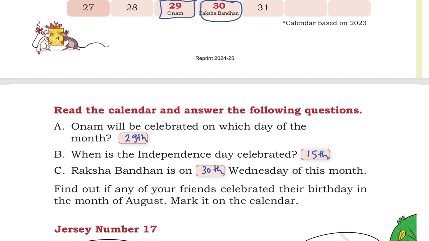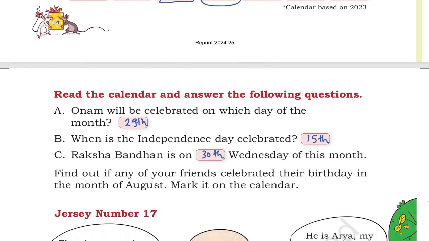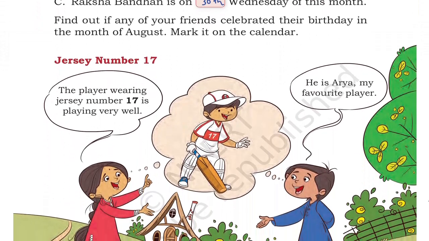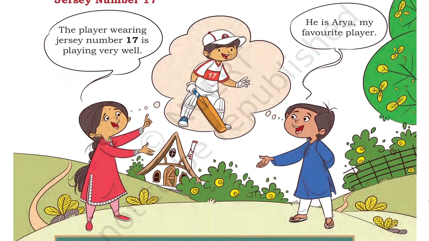Find out if any of your friends celebrated their birthday in the month of August and mark it on the calendar. Sounds like a very good idea to me. Jersey number 17. The player wearing jersey number 17 is playing very well. Oh, wow. This is the numbering system that is provided to the players. Oh, he says he's Arya, my favorite player.